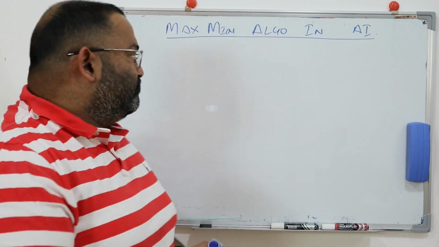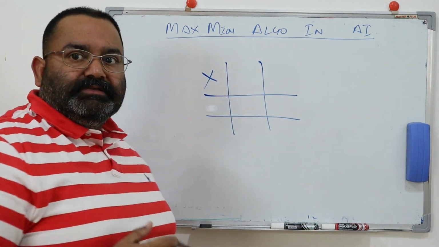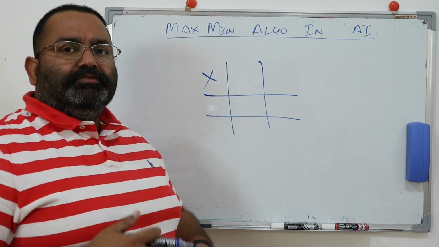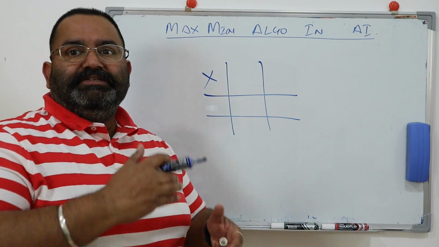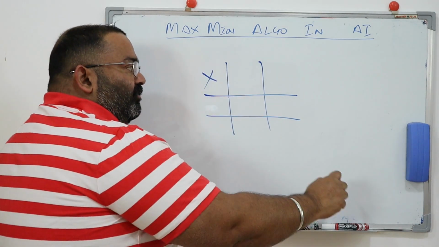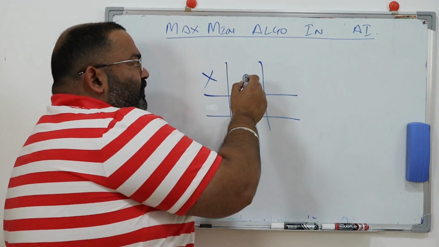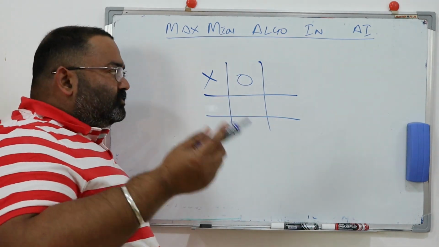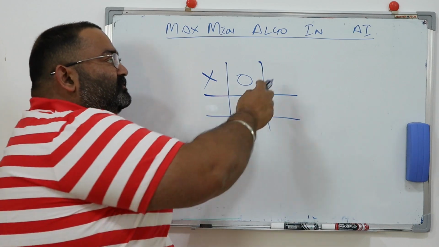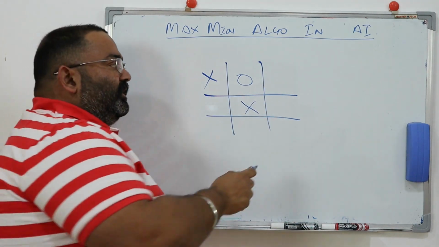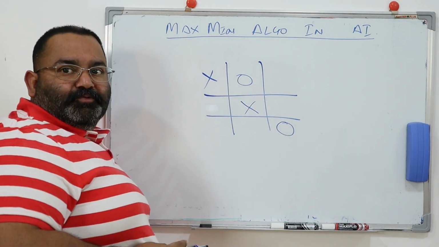For example, if we play tic-tac-toe, suppose Max is cross. What will Min do? Min will try to put his O at a place so that Max cannot have a horizontal, diagonal or vertical set of three crosses. So he will put it here. Then on the next move, Max will put it here. So what should Min do? Min has many other places, but he will put it here so that Max cannot get this tic-tac-toe. He cannot win it.